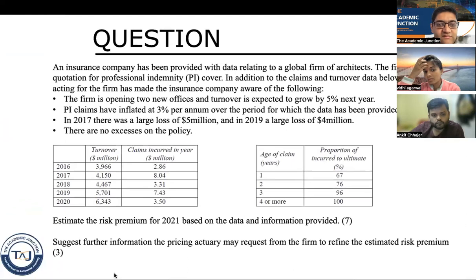All right. Next question. Suggest further information the pricing actuary may request from the firm to refine the estimated risk premium. Please go through the trap again.